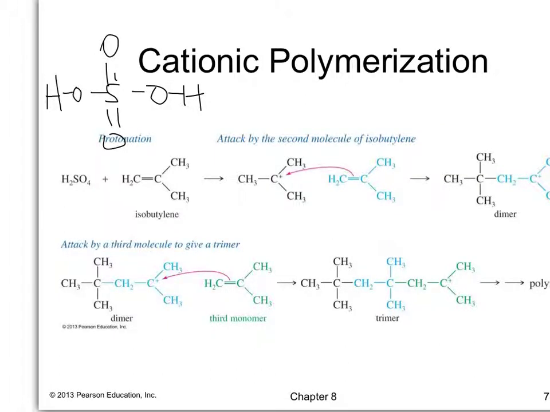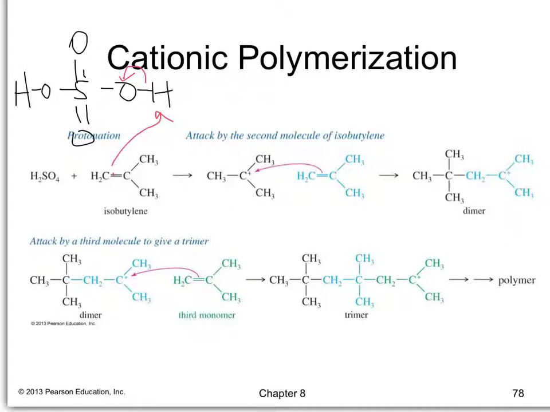Okay, so the first step is protonation of the isobutylene, in this case your alkene. So you have the electron source from your isobutylene. So it'll come and pluck off that hydrogen, forming HSO4 minus, and forming the carbocation. And the carbocation shown here is going to be on the highly substituted carbon.